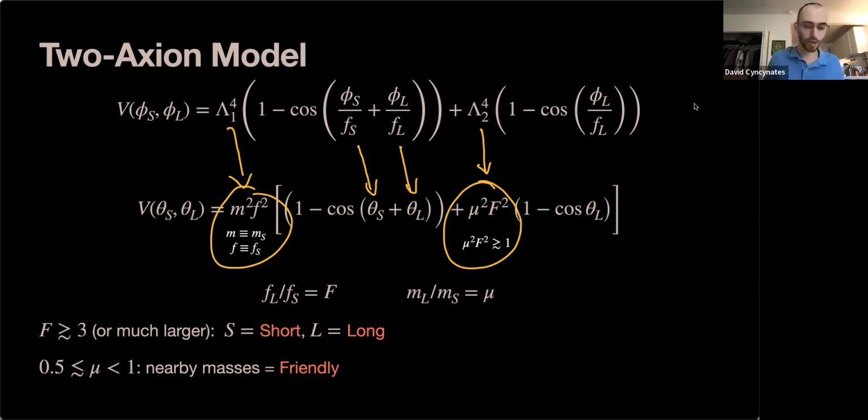We'll want to think of the short axion as having a smaller decay constant than the long axion. This did not need to be the case. In fact, it could be the other way around. But in order to have interesting dynamics, you'll want the long axion to have a decay constant bigger than the short axion by at least a factor of 3. It could be much, much bigger, but 3 is roughly the threshold for interesting observational signatures.